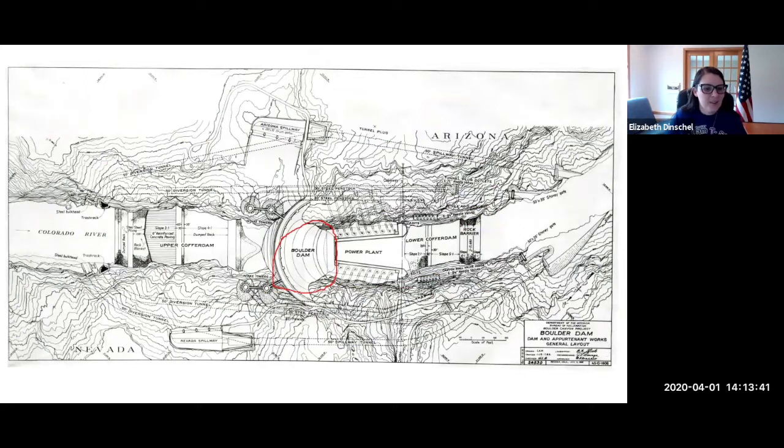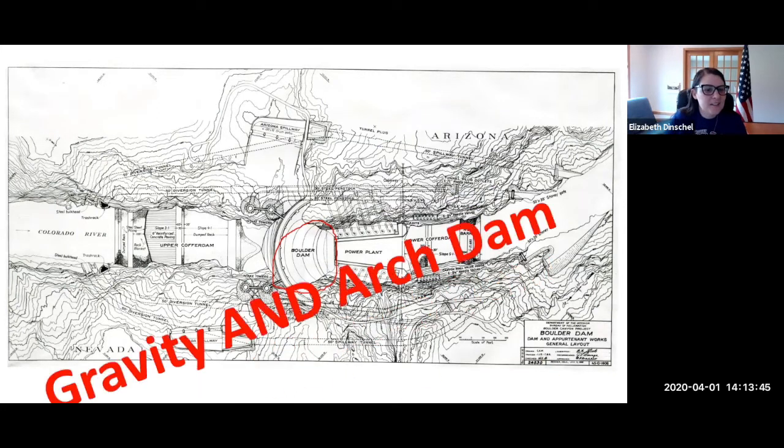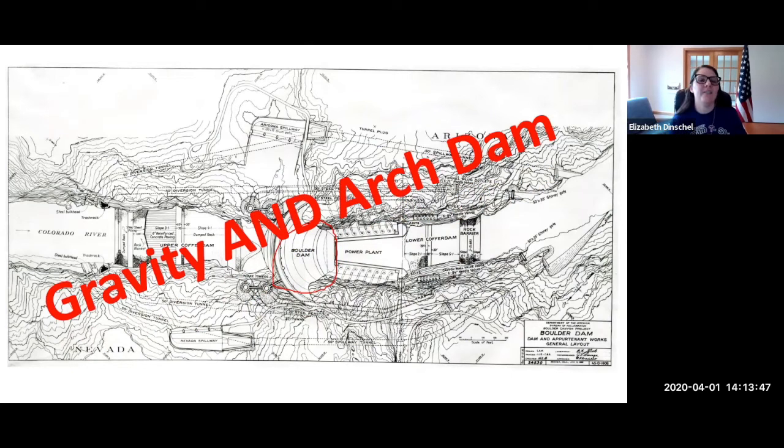I see lots of arch. Are you guys surprised to learn that it's a gravity and arch dam? They went way overboard building the Hoover Dam. So they wanted to make sure that it was heavy enough to hold back the Colorado River and that that arch took advantage of the canyon, right? Because that's one of the things we learned.